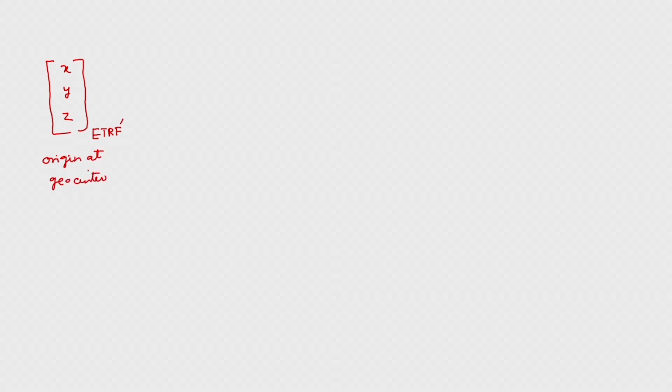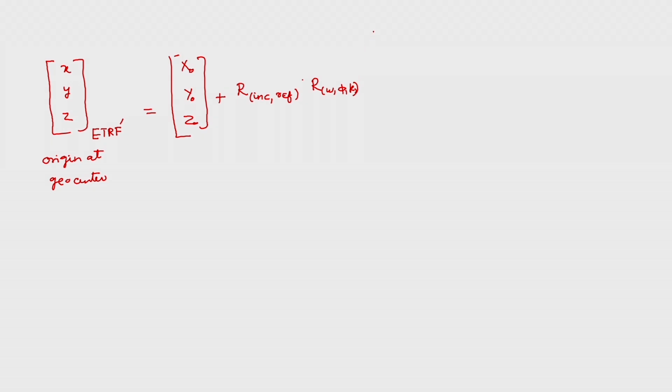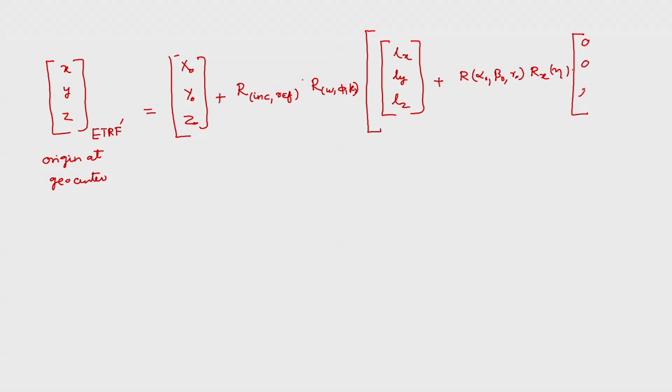So, let us write the equation which we have modified: x, y, z, eta f dash, with the origin at the geocenter, equal to x0, y0, z0 plus R, this matrix, into R omega phi kappa, and then we have Lx, Ly, Lz plus gamma 0, eta, 0, 0 R. In the above equation, you can see that we are doing the analysis for each and every point individually.